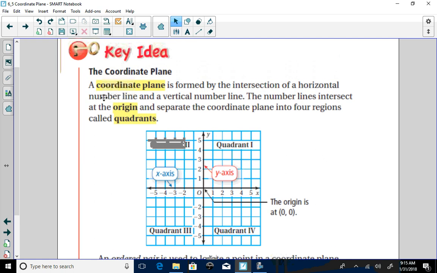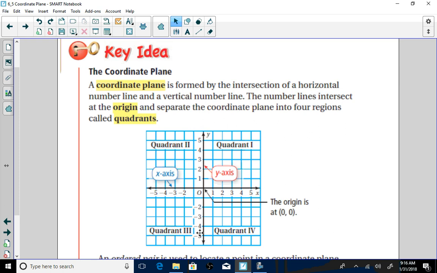First of all, let's talk about the vocabulary. What do we mean by a coordinate plane? A coordinate plane is formed by the intersection of a horizontal number line and a vertical number line. Here's your horizontal number line. We call that horizontal number line the x-axis. Notice that the x-axis has a 0. It has numbers to the right of 0, which are positive, and numbers to the left of 0, which are negative. So this is your horizontal number line.